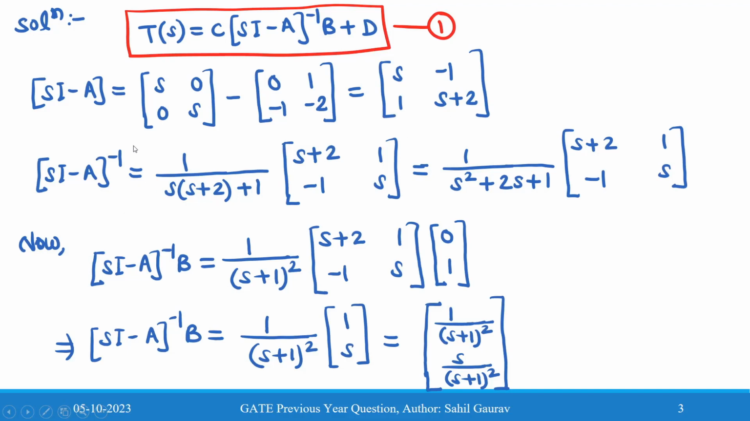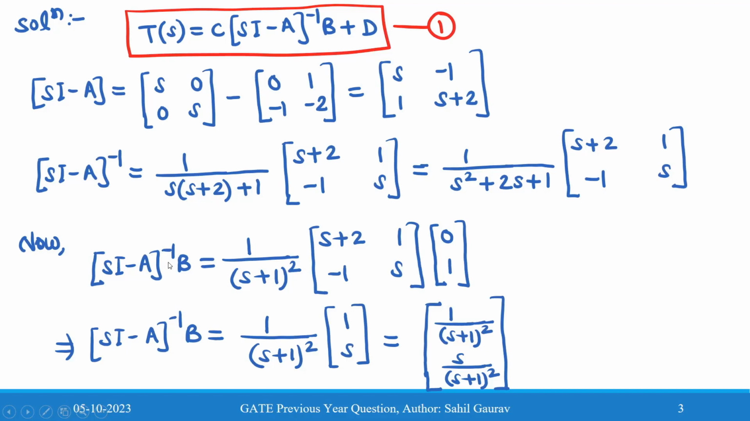Now we will take the inverse of this matrix. We all know how to find the inverse of a 2 by 2 matrix: the diagonal elements take the place of each other, the non-diagonal elements get multiplied by minus 1, and the determinant of the matrix goes in the denominator. So we have found (sI minus A) inverse.